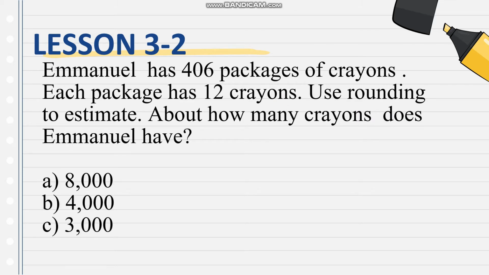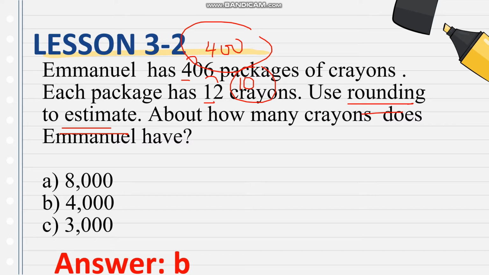Emmanuel has 406 packages of crayons. Each package has 12 crayons. Use rounding to estimate. About how many crayons does Emmanuel have? So if I'm going to round, this becomes 400 and this becomes 10. So 400 multiplied by 10, that is equivalent to 4,000, which is letter B.